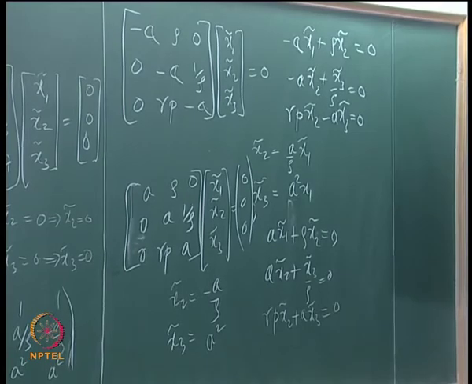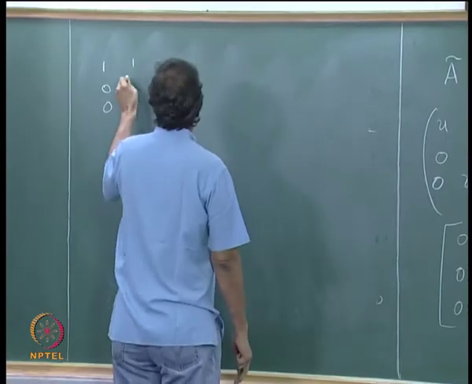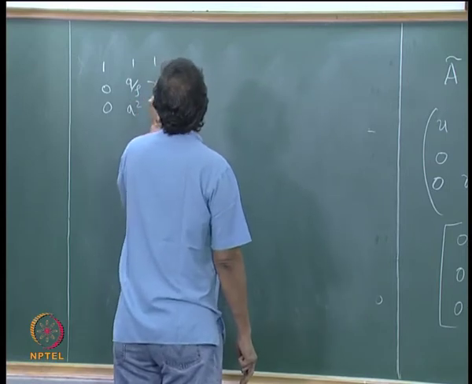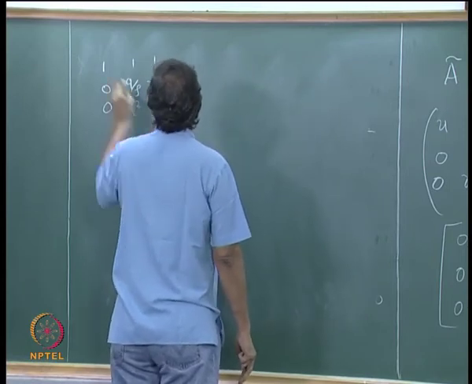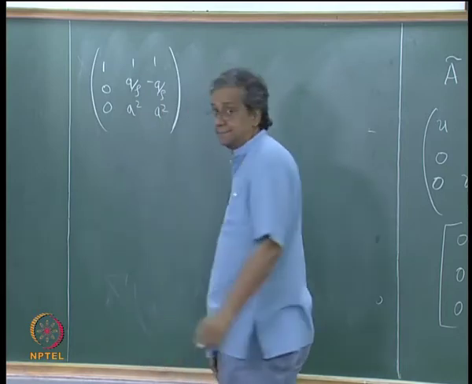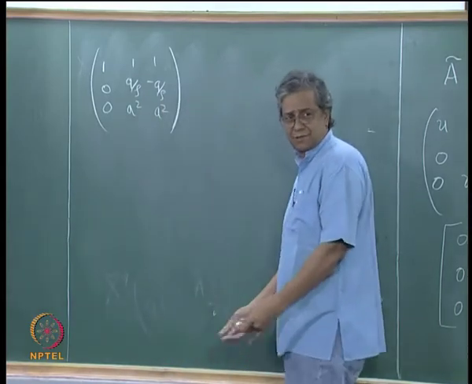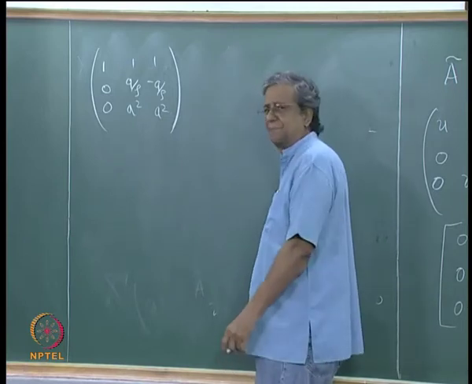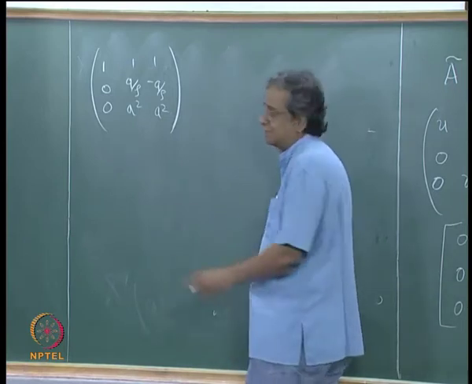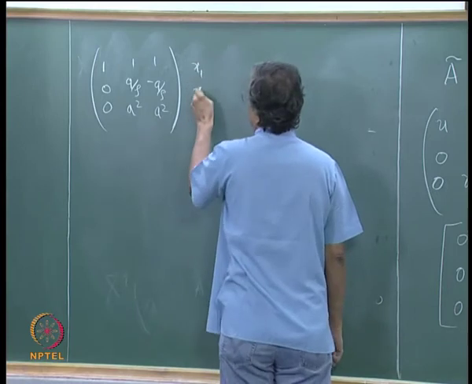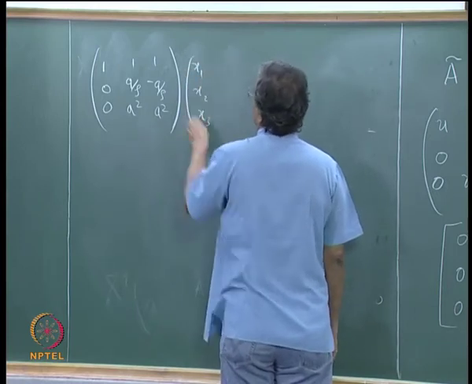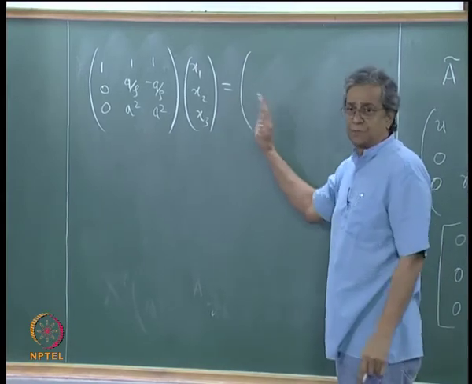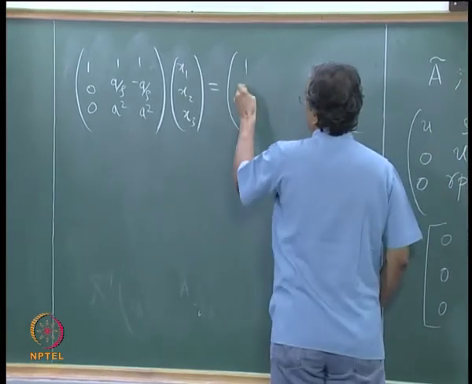1, 0, 0, 1 a by rho a squared, 1 minus a by rho a squared, right. This is for the inverse now. I am just going to call them x1, x2, x3, right. I want to find these entries. Effectively, I am going to take columns from the identity matrix. So this is going to be 1, 0, 0.